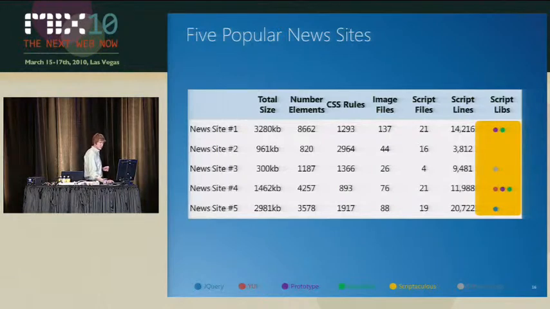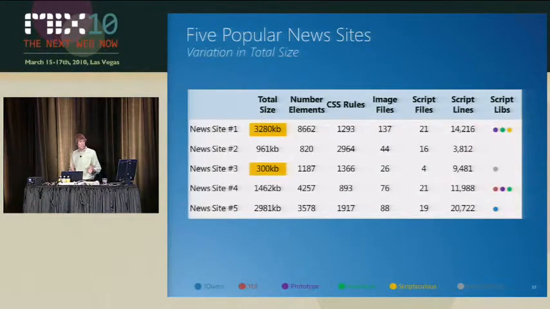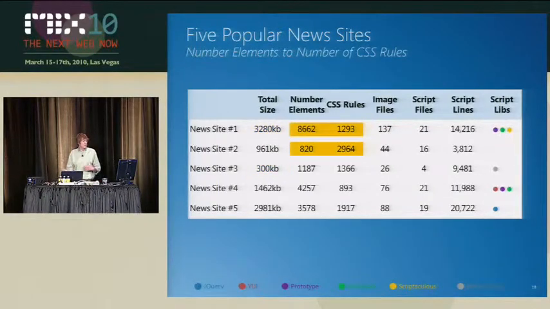Now, let's look at some of the interesting variations that occur across these sites. If we just start with the total size, you'll see that news site 1 is 10 times larger than news site number 3: 3 megabytes compared to 300 kilobytes of content. That's very significant for 5 websites that are really producing the same type of experience for customers. If we look at the number of elements to the number of CSS rules, you'll see that news site number 1 has 8,600 elements for only 1,300 rules, so about 6 elements for every single rule. Whereas news site number 2 has 820 elements for close to 3,000 rules. So architecturally, they have the complete opposite architectures in place just in terms of elements and rules.